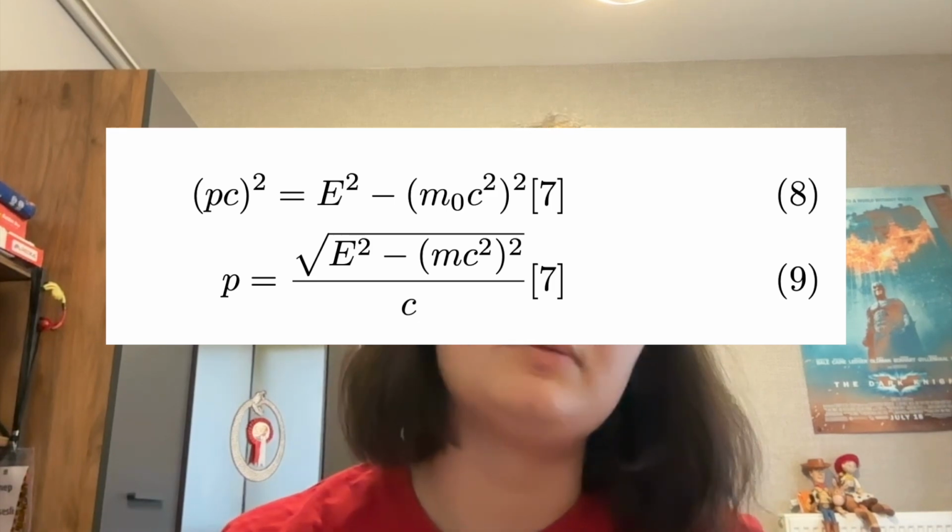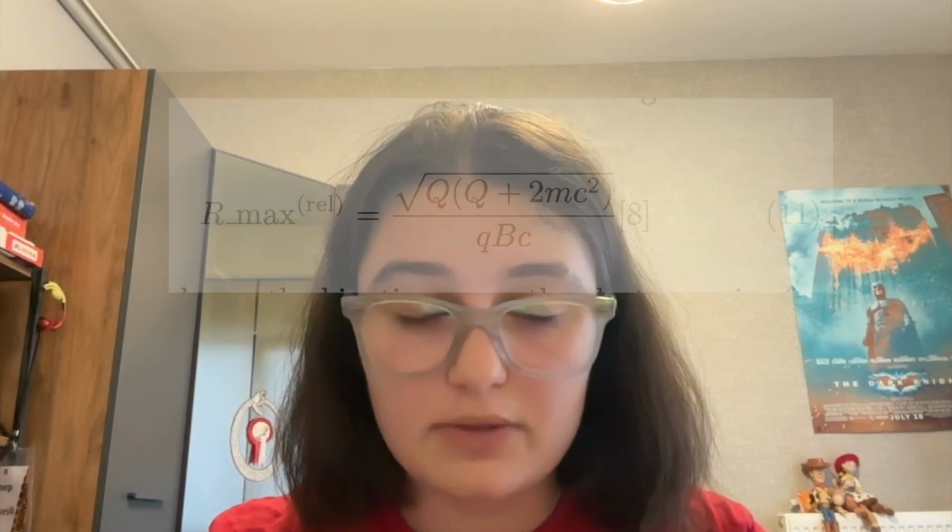For the relativistic case, we again have p over qB, but this time p needs to be modified to gamma mv. But again, we don't want to work with those. Instead, we use Einstein's formula relating energy to momentum, and then after writing energy in terms of kinetic energy plus rest energy, we get the formula for the relativistic case for R max.